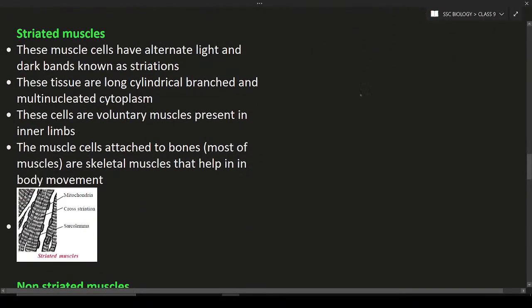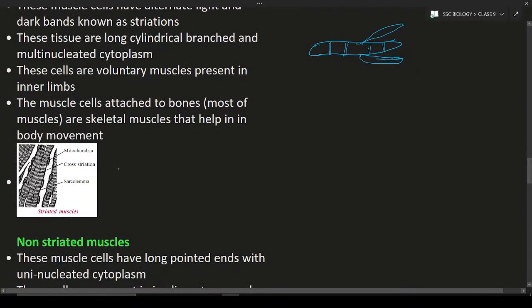The first one is the striated muscles. Striated muscles means they have some striations, okay. Let us consider this is a muscle cell. These muscle cells will have striations, small structures or lines on them. So these are known as striations. These tissues are long, cylindrical, and also branched. Here you can see these cells are branched in this way. In this diagram you can see the striated muscles clearly.